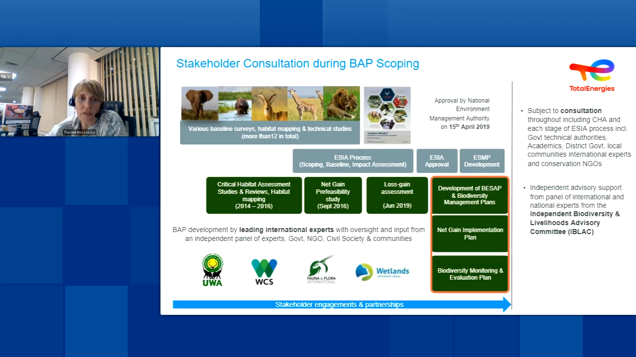So basically, we had a very long process when we were designing the BAP. It started back in, well, for Total Energies, it started back in 2012 when we did the initial baseline studies. And then moving on from there, there was the critical habitat assessment work that was done, and also extensive habitat mapping from 2014 to 2016.